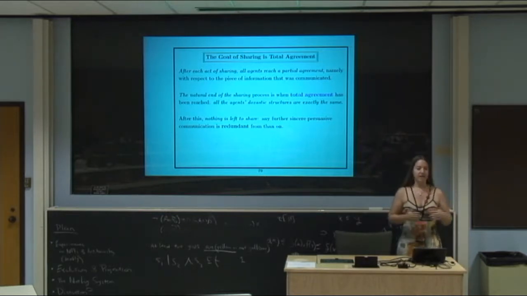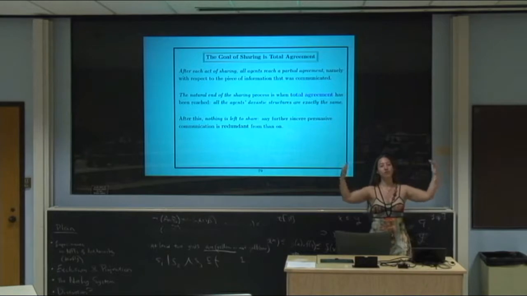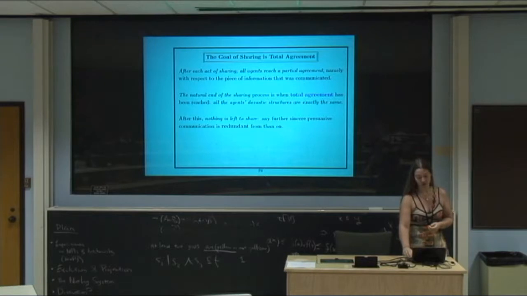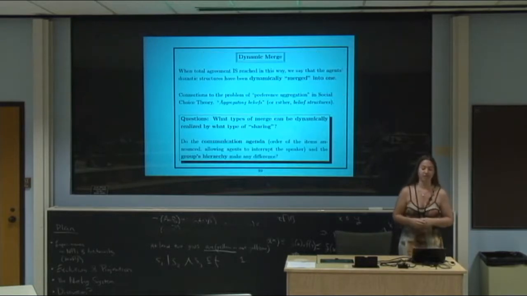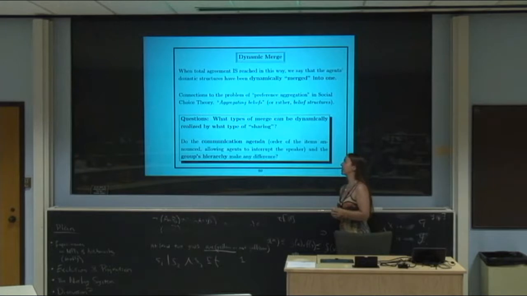So the goal here is that they reach their agreement, right? They merge their information, and then no further information should be merged. It's like a total agreement is reached in the end. So whatever further communication happens, depending on the type of agreement that we're after, nothing would be left to be merged. And then the question would be, what type of merge can be dynamically realized by what type of sharing?